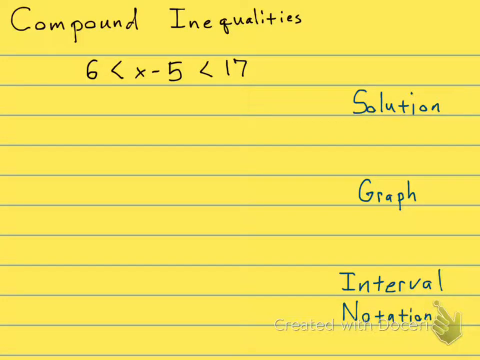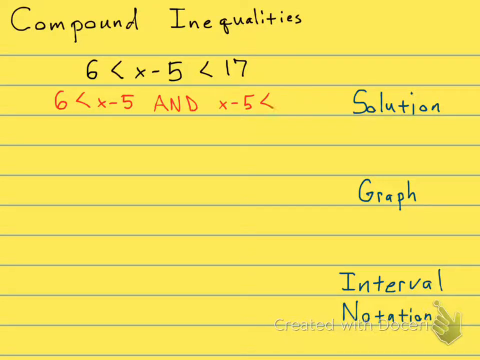Okay, here's a compound inequality, and this is actually an and problem. If you wanted to rewrite it, you could write it like this: 6 is less than x minus 5 and x minus 5 is less than 17. Okay, but we don't need to do that. We can leave it just like it is.